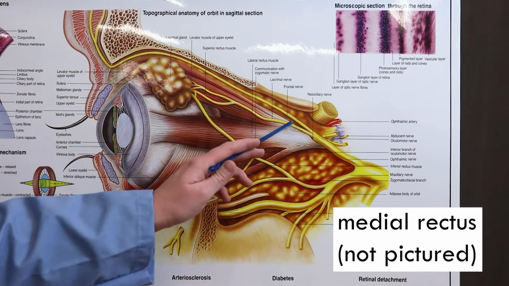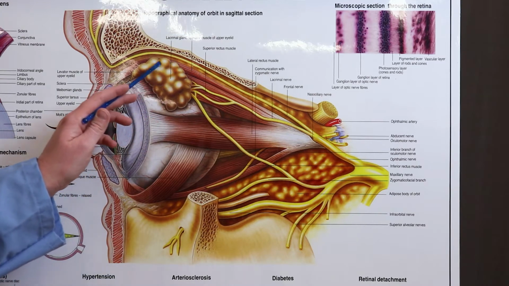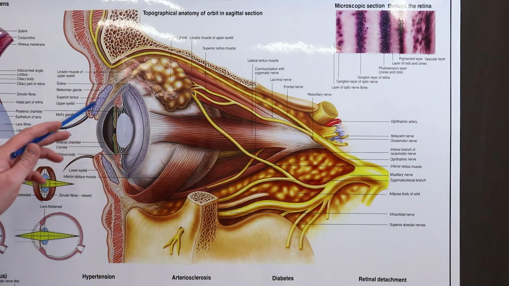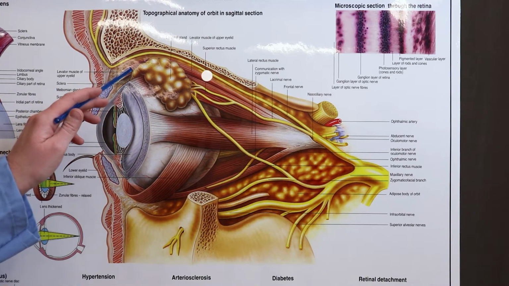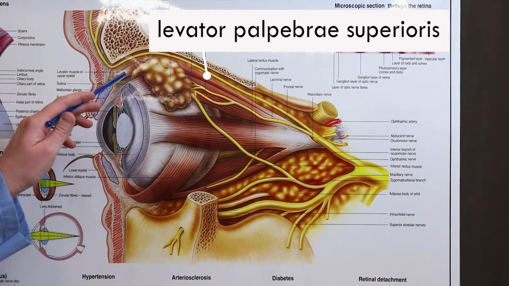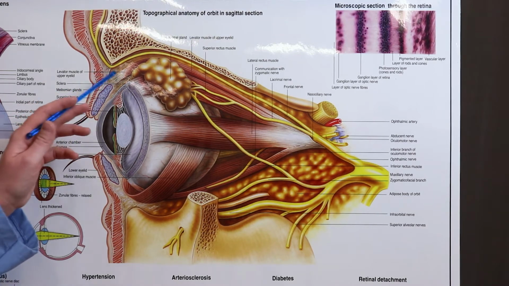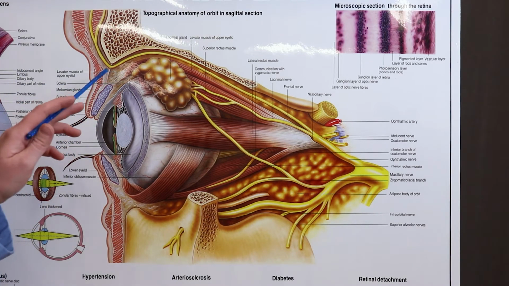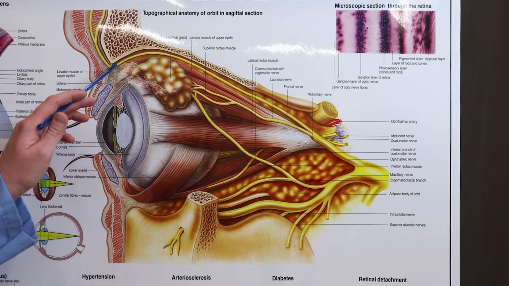There's one more that you should remember from our muscle unit, which is this one coming up and over and inserting on the upper eyelid here. This is levator palpebrae superioris. And so you don't have to remember the actions of most of these. You do need to remember that levator palpebrae superioris opens your eyelids.